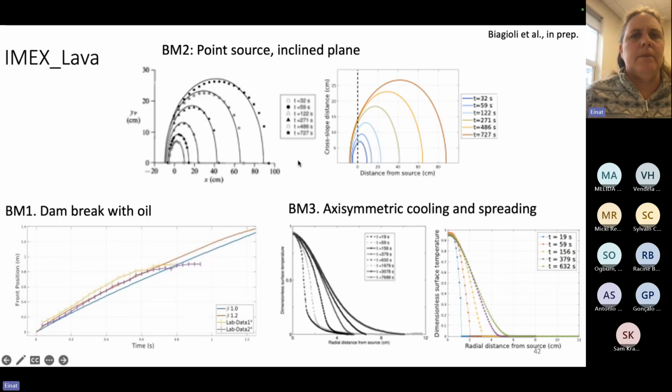Here's the benchmark 2 performance for IMAX lava, and IMAX lava performances on different benchmarks. Benchmark 1, benchmark 2, and benchmark 3, which is a spreading axisymmetric cooling lobe or dome, really. And it was able to solve that because, remember, IMAX lava solved for temperature and velocity over time.